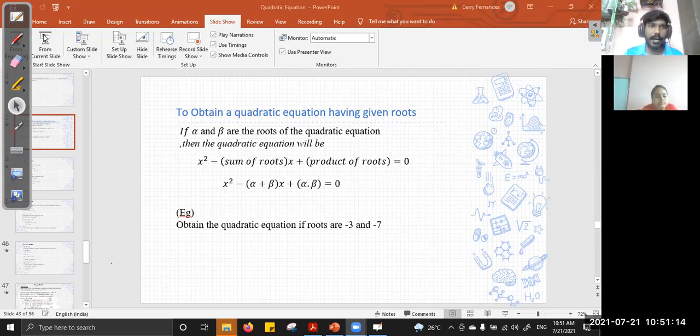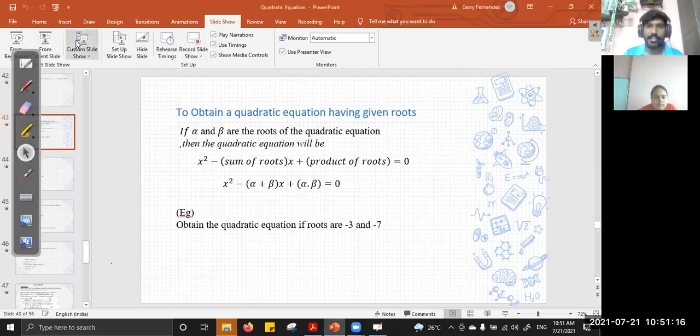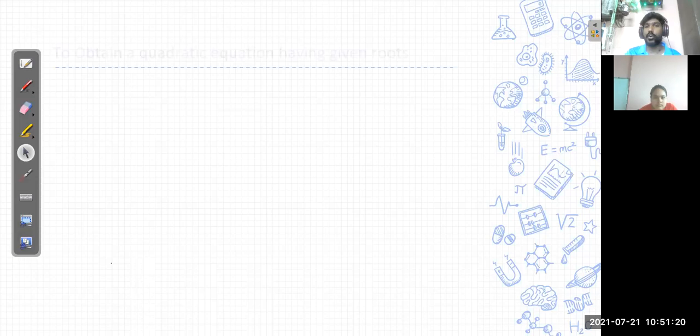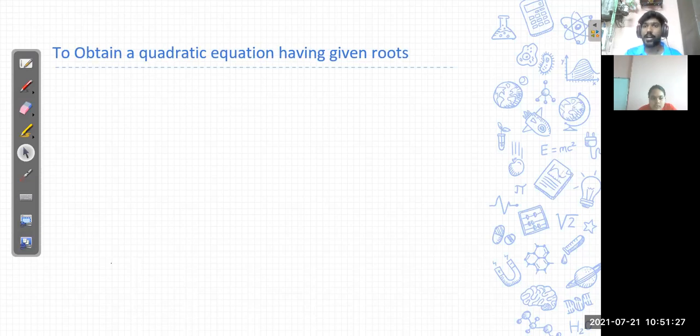Now, after you know those two concepts, the next is how to make a quadratic equation. This is also very, very easy. You'll be able to do it. So how to obtain a quadratic equation. You know delta is that triangle symbol, right? It is there on page 49 of the textbook.